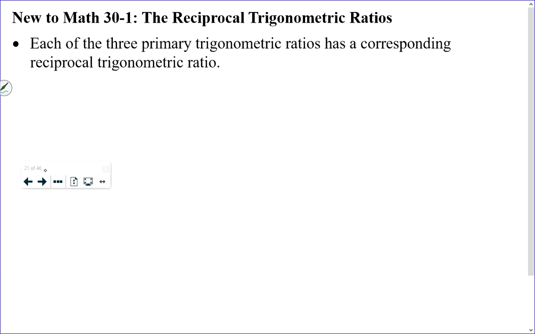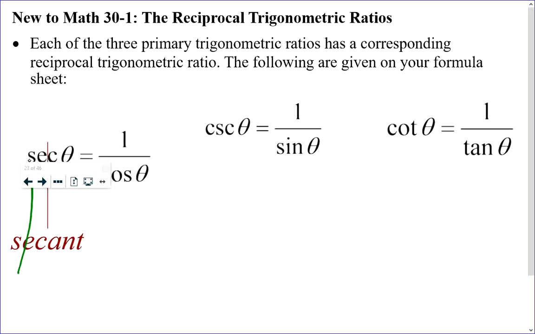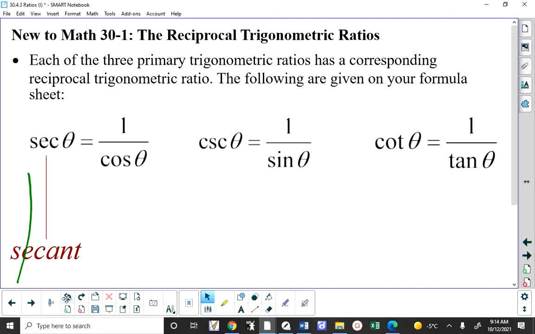So each of the three primary trig ratios, sine, cosine, and tangent of an angle, have a corresponding reciprocal trig ratio. The reciprocal of cosine is called secant. The reciprocal of sine is called cosecant, and the reciprocal of tangent is called cotangent. So this right here, this SEC theta, means the secant of theta.